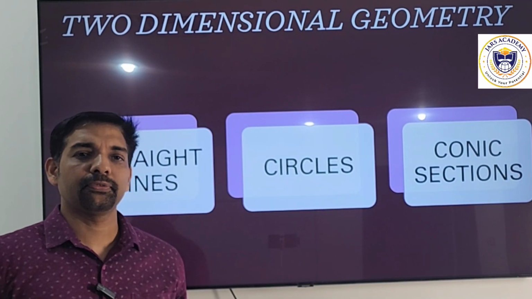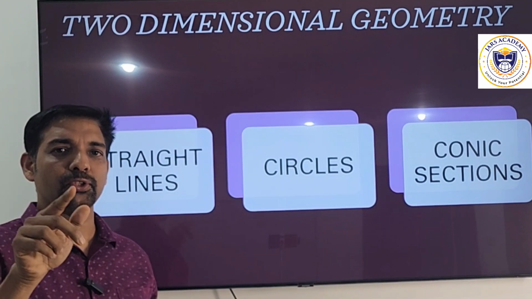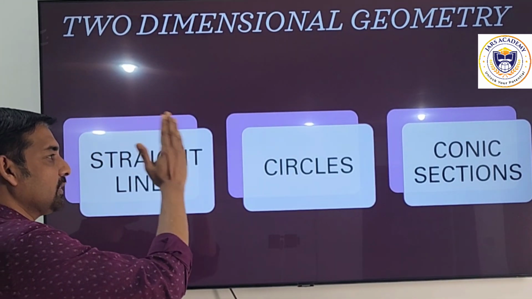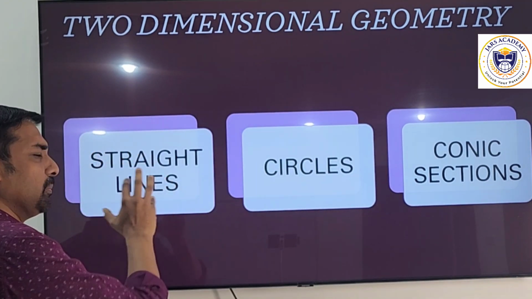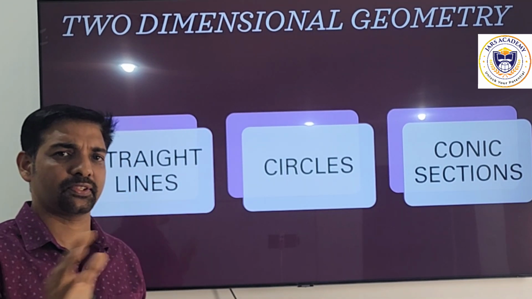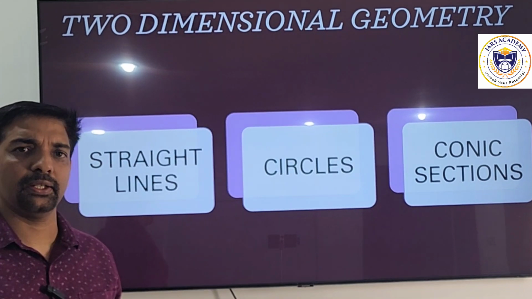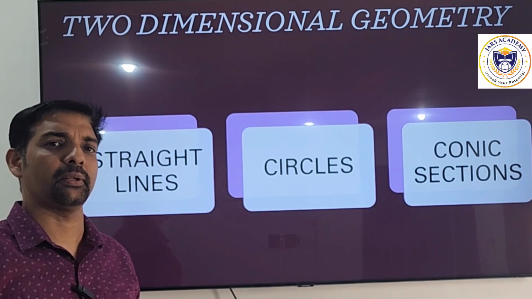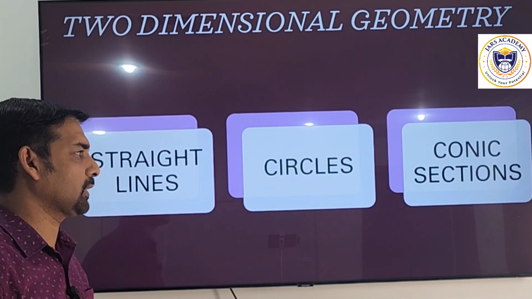The second bundle of chapters is two-dimensional geometry. The two-dimensional geometry chapters you have studied in class 11 are straight lines, circles and conic sections. For straight lines, NCERT is a good material. If you study NCERT concepts and NCERT exemplar of class 11, you will get the majority of concepts from straight lines. Conic sections: circle, ellipse, hyperbola and parabola, you have to study from NCERT. Then past paper questions also, maximum.